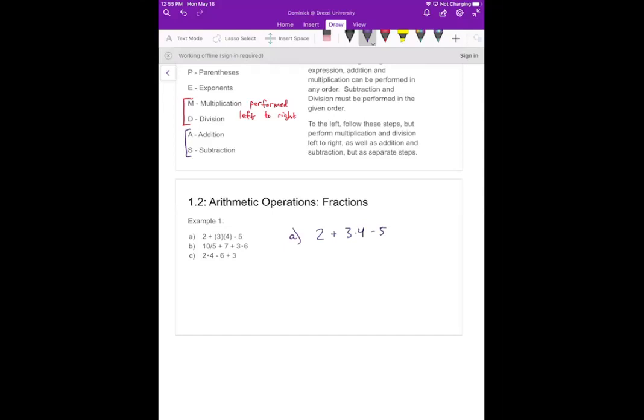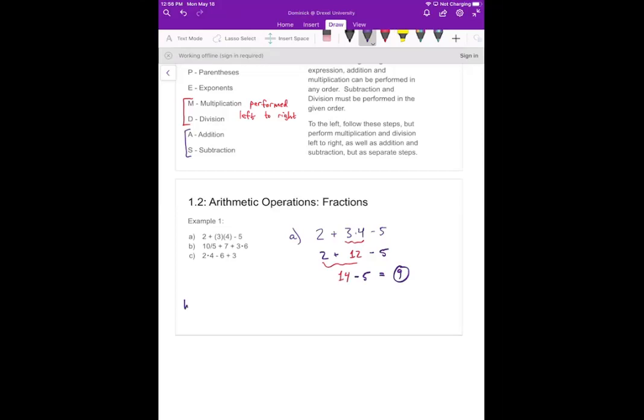All right. Well, now the next step is multiplication and division. And of course, I do have multiplication. So I have 3 times 4. So that's going to become 12. And I didn't do anything else with these two yet. So they stay. Now, if we perform addition and subtraction from left to right, well, these two come first. So that's 14. And then I have 14 minus 5. So I'm going to get a final answer of 9 for this.